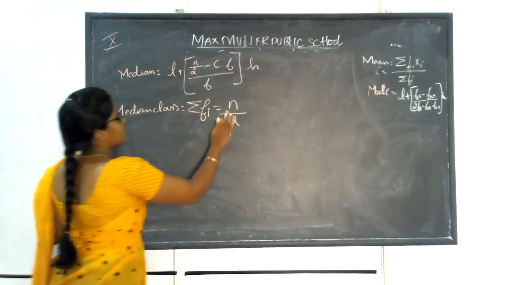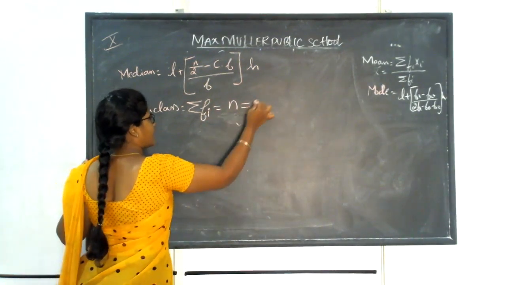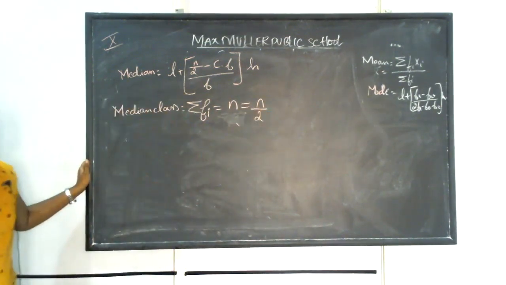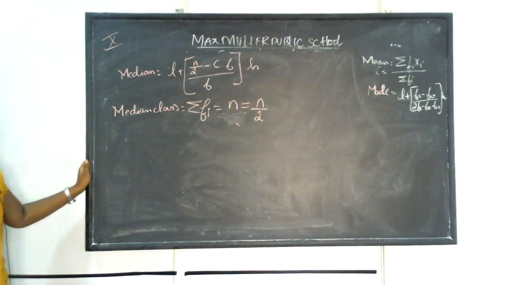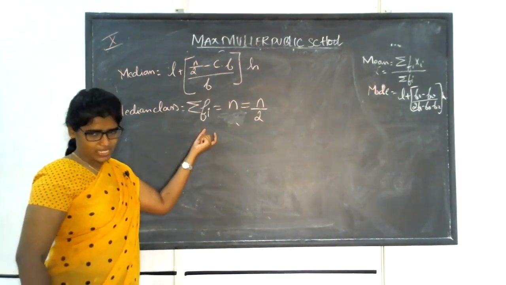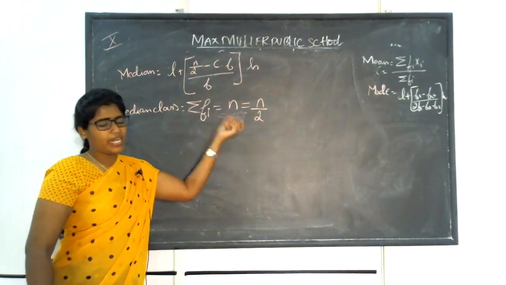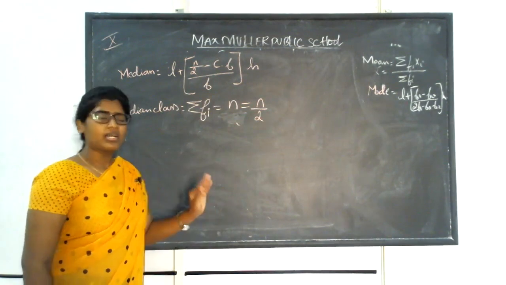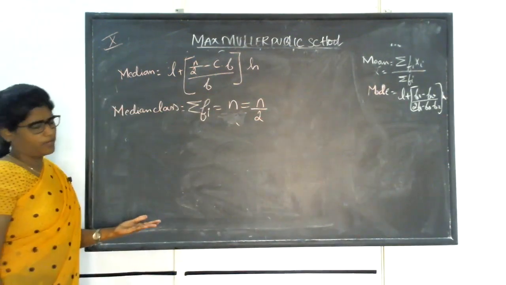What do you need to take? Sigma Fi you should take as n, then you do n by 2. That number will be your median class. You remember how to find the median class? You find the sigma Fi value, then take it as n, and divide that n by 2. Till here you remember. Then we'll go with the further things.